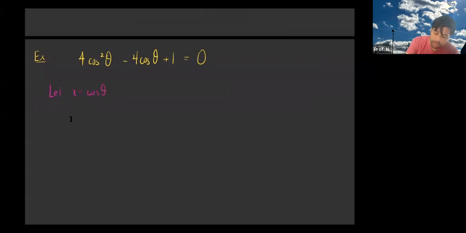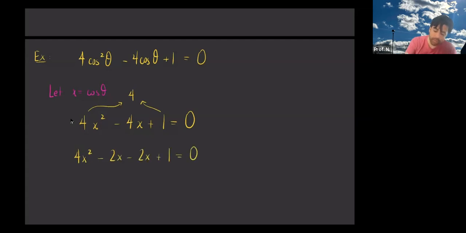When I do that, my new equation becomes 4x squared minus 4x plus 1 equals 0. And I want to solve this quadratic. When I solve this quadratic, what do I get? 4 times 1 is 4, positive. What multiplies to the positive 4 but adds to the negative 4? They both have to be negative 2's. So this becomes 4x squared minus 2x minus 2x plus 1 equals 0.